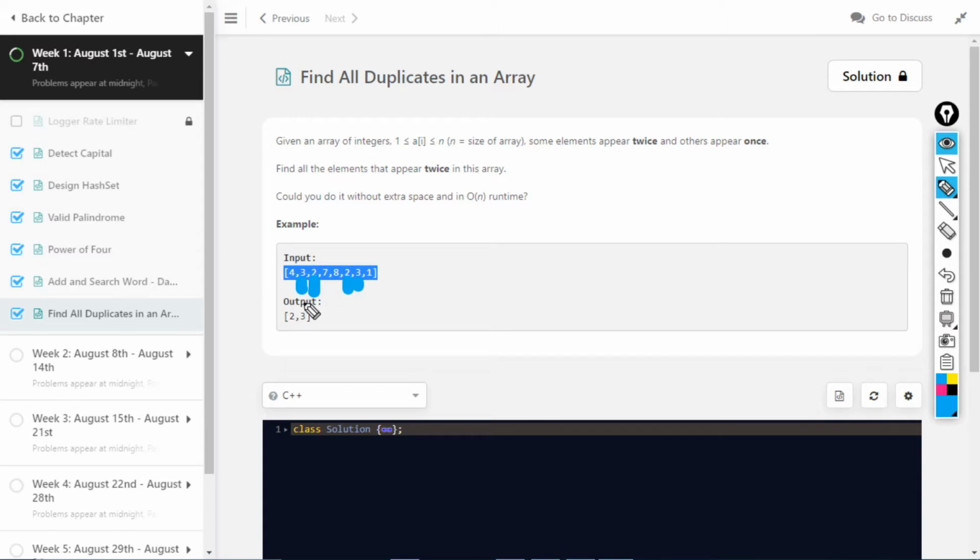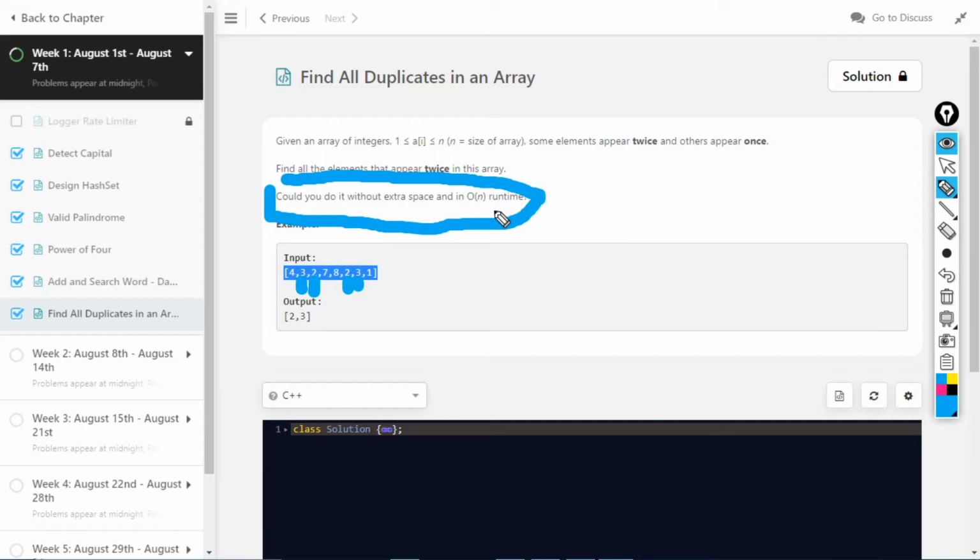Now this is the question: we have an array, and we have to find out how many duplicate numbers are there in this array. You can do this with the help of many things easily, but the challenge which LeetCode has given us is to do it without using extra space and only in O(n) time.